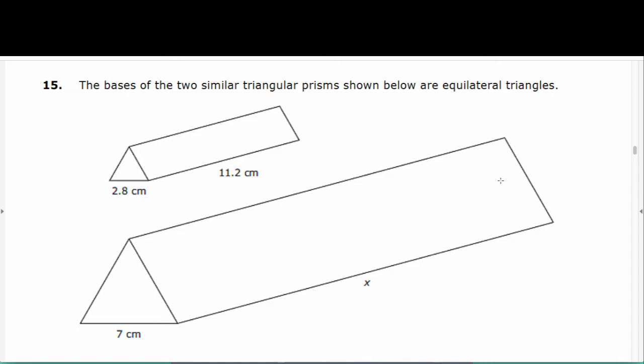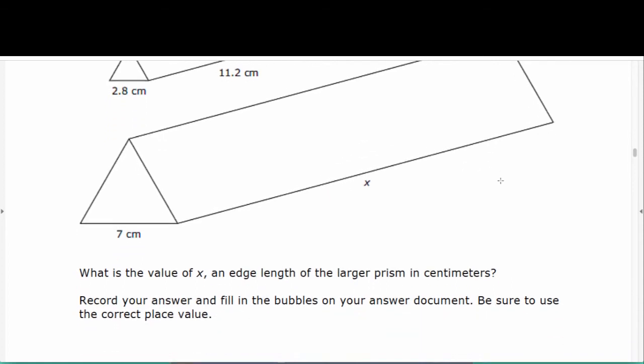Question 15. The bases of the two similar triangular prisms shown below are equilateral triangles. What is the value of x, an edge length of the larger prism, in centimeters? Record your answer and fill in the bubbles on your answer document. Be sure to use the correct place value.